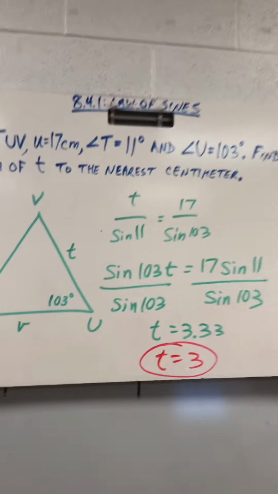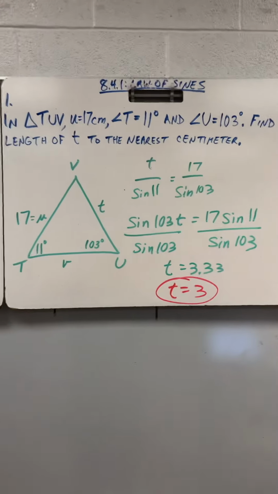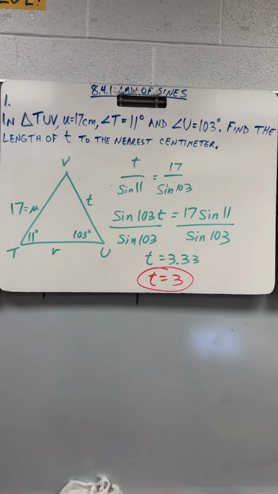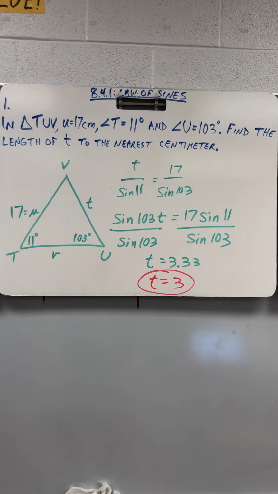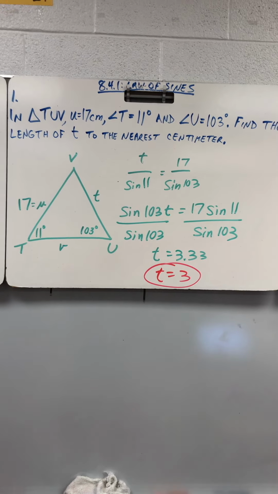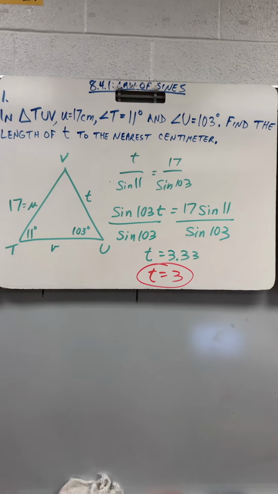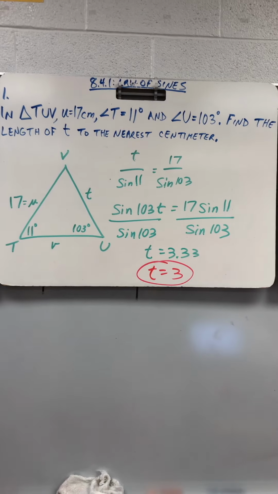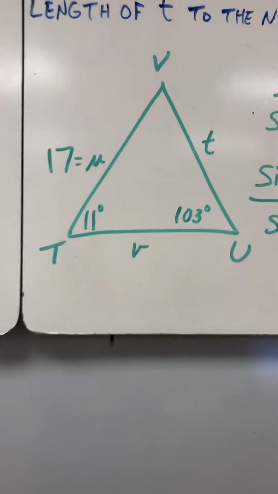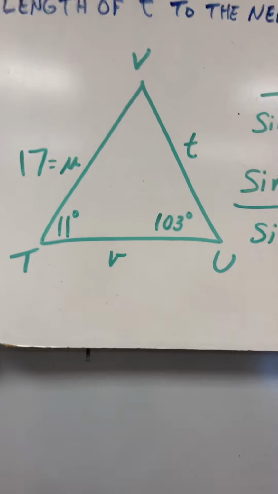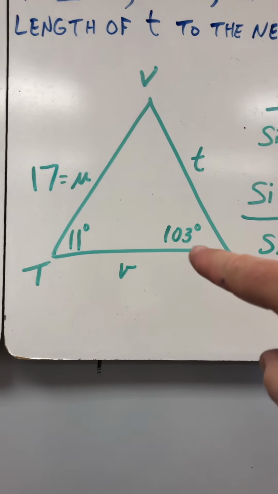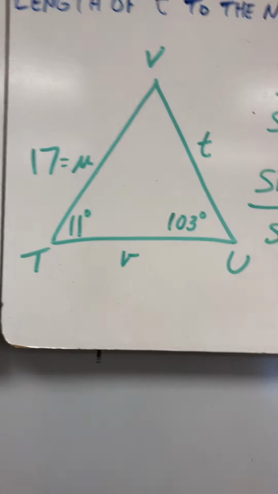So here, if you get a problem like this, it says triangle TUV. Little u is 17 centimeters. Angle T is 11 degrees. Angle U is 103 degrees. Find the length of little t to the nearest centimeter. Okay, you've got to draw a picture. There's no way around it. You have to draw a picture. So here's 11, here's little t, here's 103, and little u equals 17.